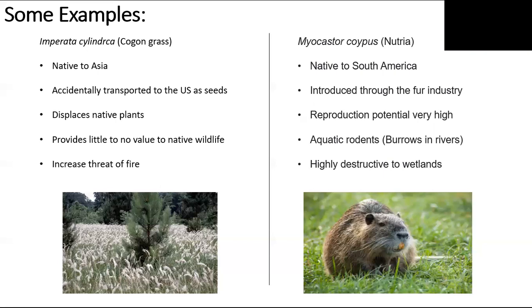So it causes a lot of banks to collapse with these tunnels it makes. It causes a lot of runoff, particulate matter into the bodies of water, so it can be a pollutant as well. And it's very destructive to wetlands because it eats all of the plants. It eats the shoots, the roots, leaves, everything. So it's very bad to have in an aquatic environment.